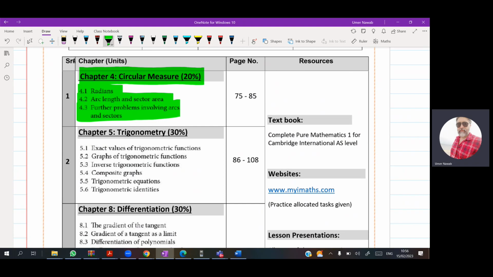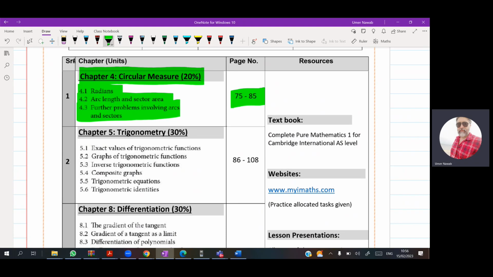Conversion of radians to degrees, degrees to radians. And then second one is how to find the arc length and sector area when we are measuring in radians. And the third thing is some problems in which we will use trigonometry formulas, sine rule, cosine rule, area of a triangle to deal with those type of situations when the angle is given in radians.